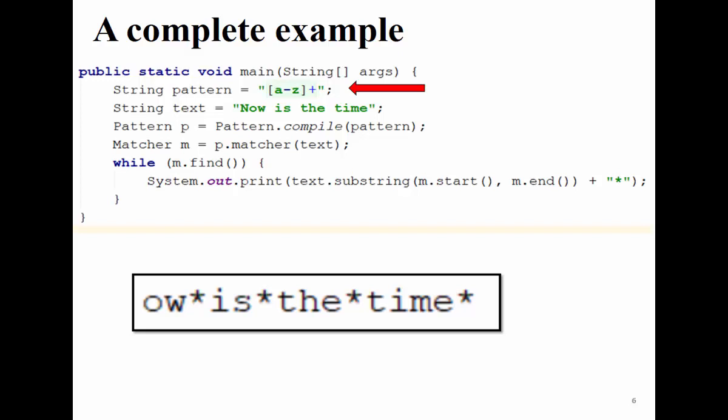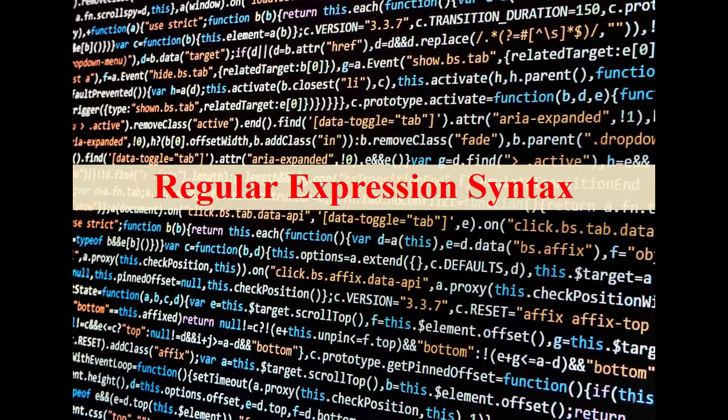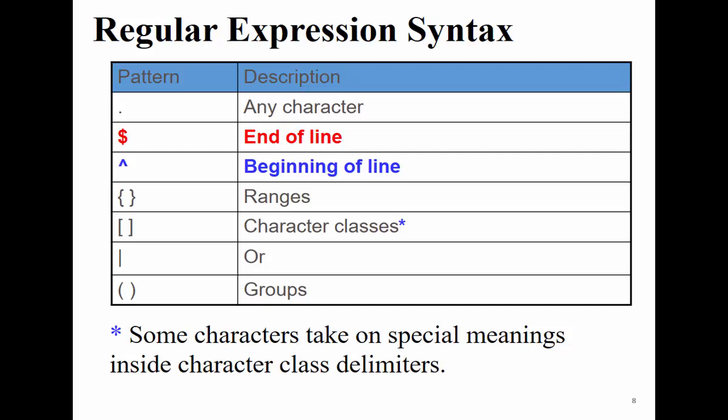So we have the pattern, we have the text, we compile the pattern, and then we run the matcher. All these four things we need to do before searching for anything. We need to create your pattern, you need to know the text that you're going to search, you need to compile the pattern, and you need to create the matcher that will help you. We discussed last time some notation and syntax to create the regular expression. We say whenever we see a dot, it means any character.